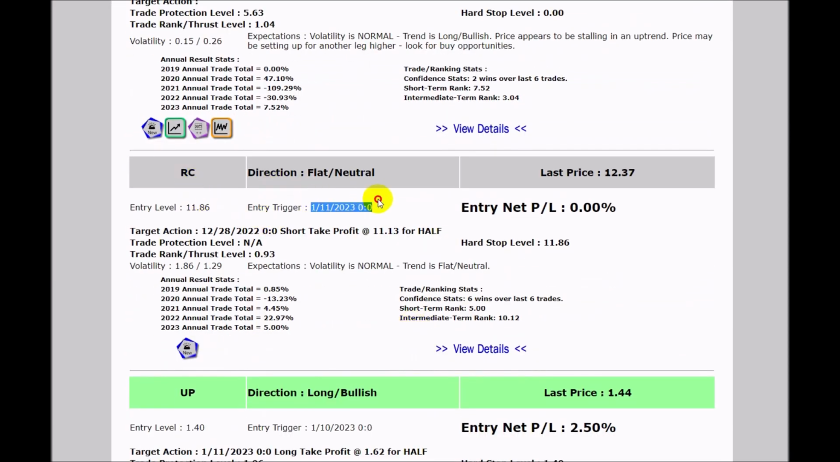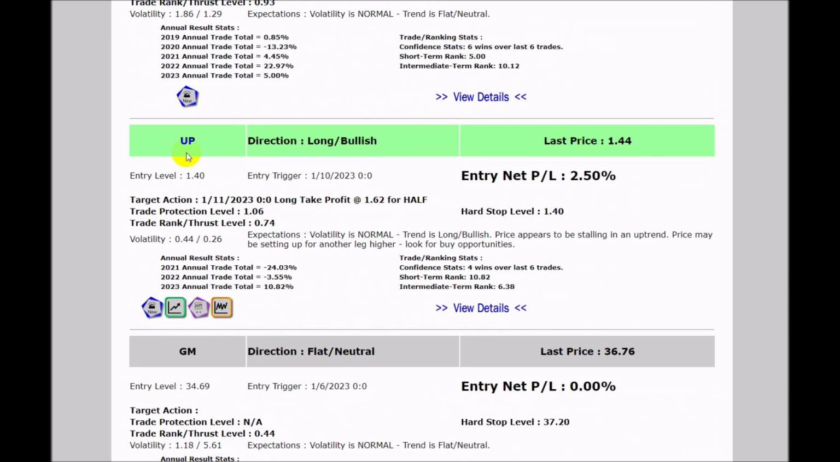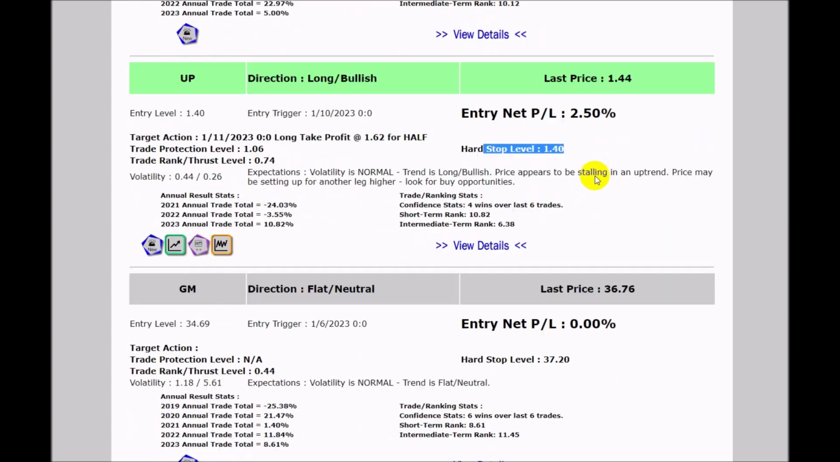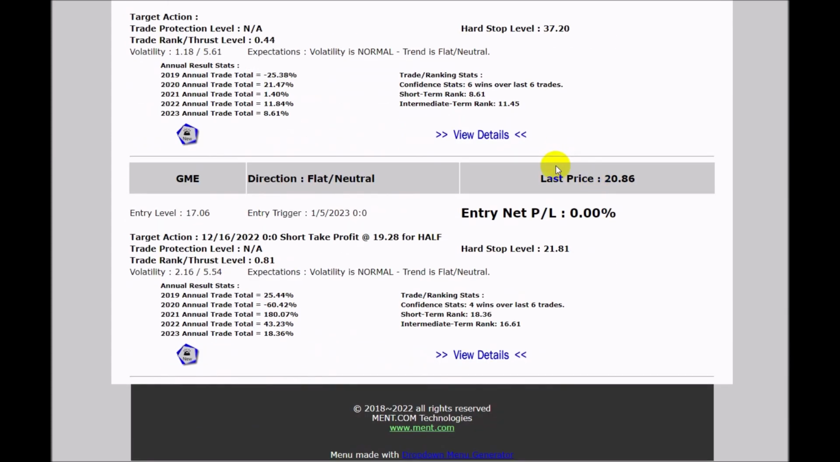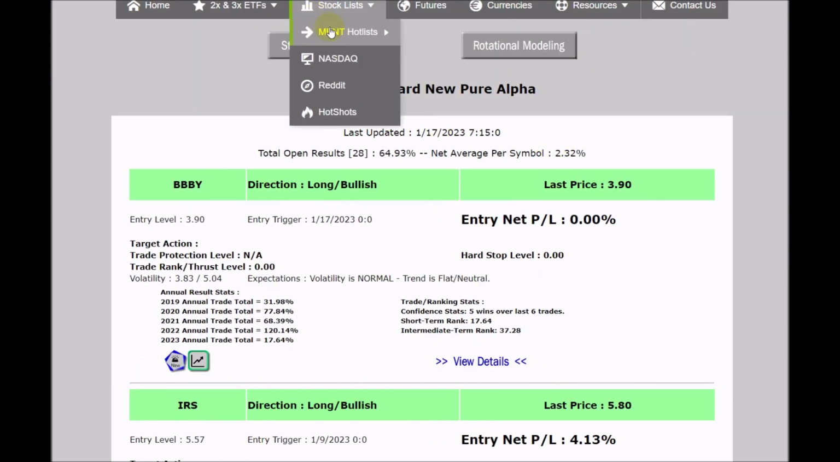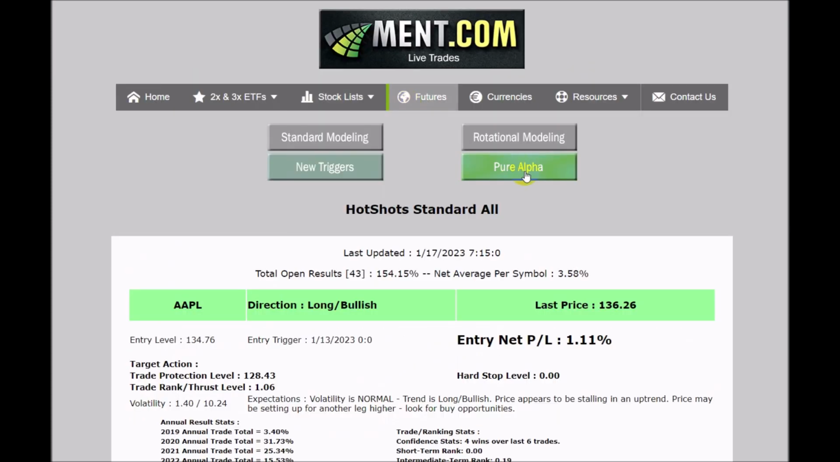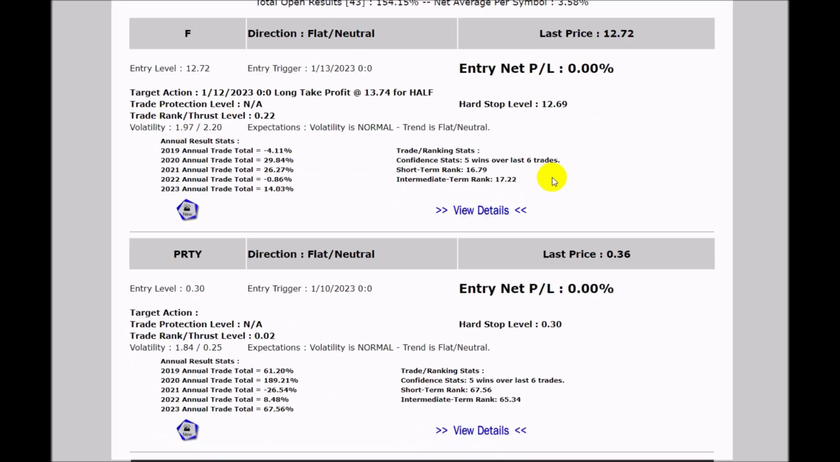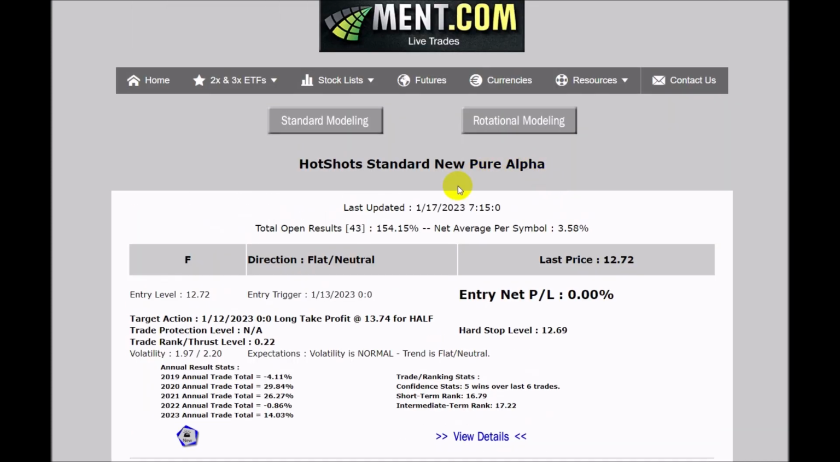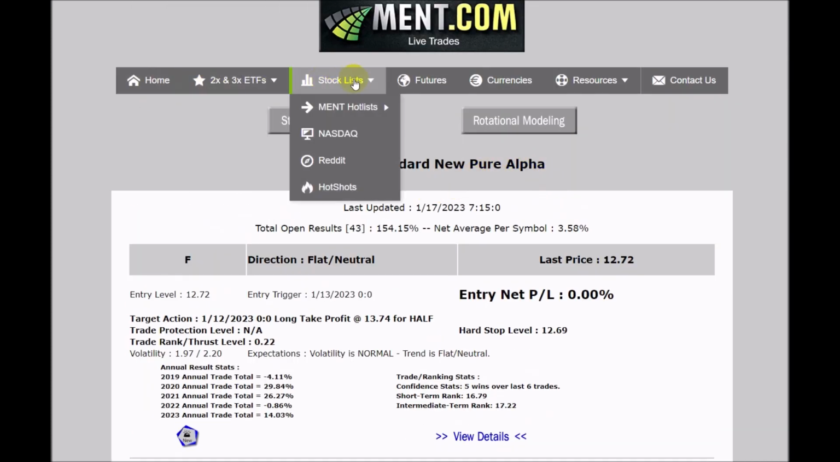RC was a flat trigger on January 11th. UP is a bullish trigger at 1.40 right here, $1.40. We got out at $1.62. We have a hard stop level at 1.40. We're up 2.5%. There's no other trades on that list. And then lastly, we'll go to Hot Shots. Take a look. Exit. So again, we're getting some good triggers here, ladies and gentlemen.